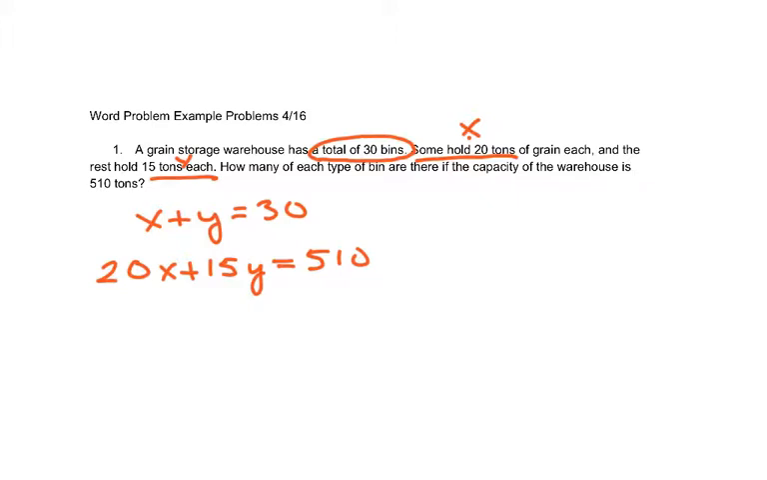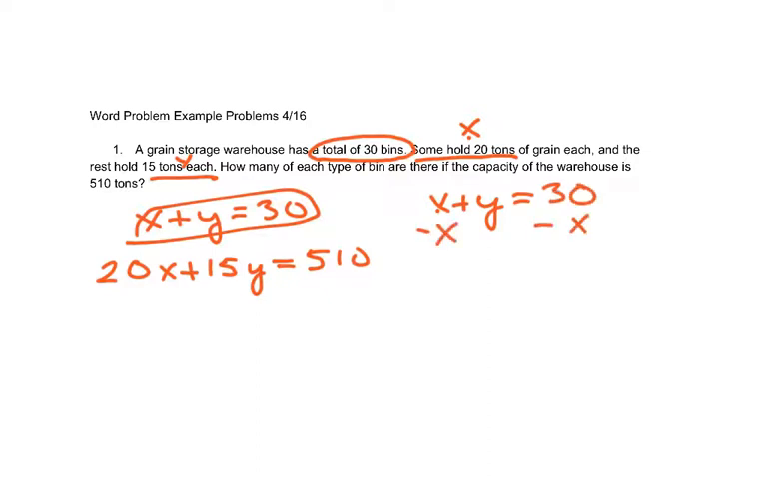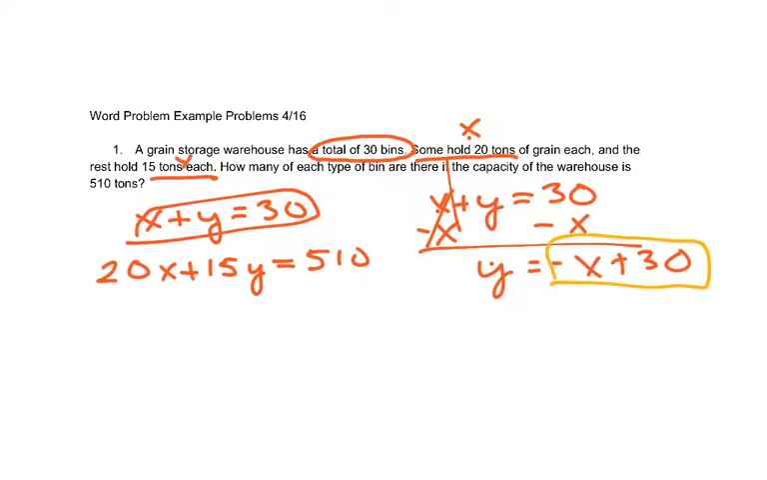So we're going to take this first one and we're going to get one of the variables by itself. So if I have x plus y equals 30, in this case I'm going to move x to the other side. You can move y if you want. And so we have y equals negative x plus 30. Okay? So now I'm going to take that negative x plus 30 and I'm going to plug it into the second equation.